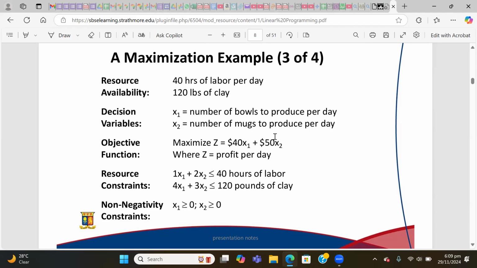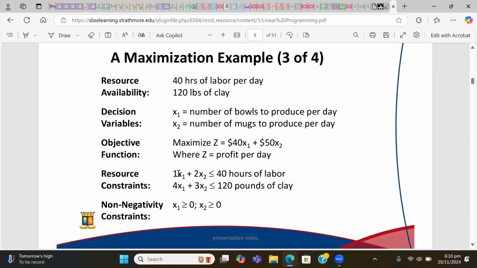And notice the constraints. The number of hours of labor for the making of X1, I'll say X1, even though I'll drop the word subscript. You need 1 hour of labor for a bowl and 2 hours of labor for a mug. So if you're making X1 bowls and X2 mugs, the number of hours will be 1x1 plus 2x2. And the number of hours should not exceed 40. That's how you write it, right?